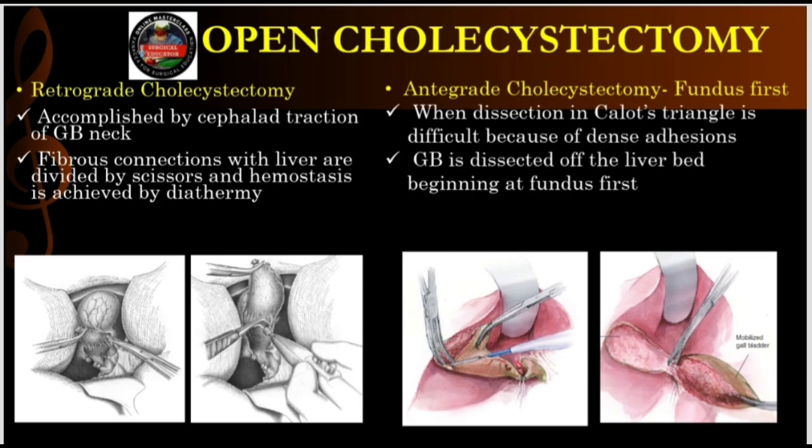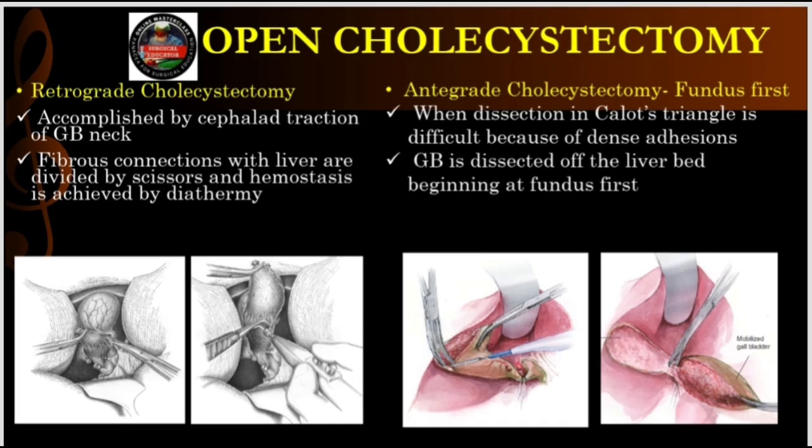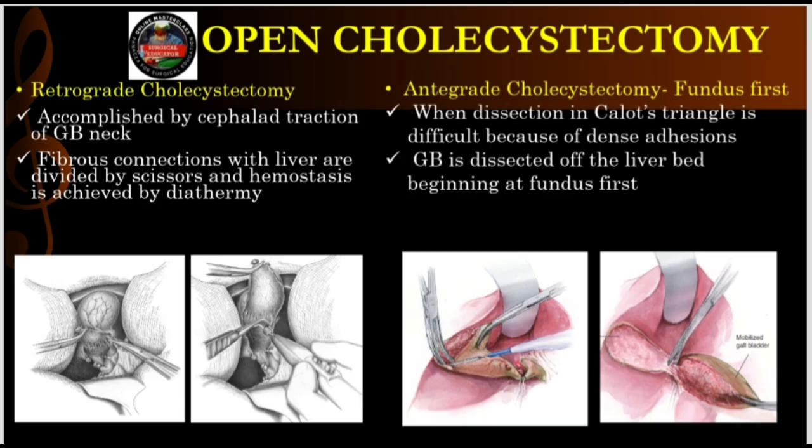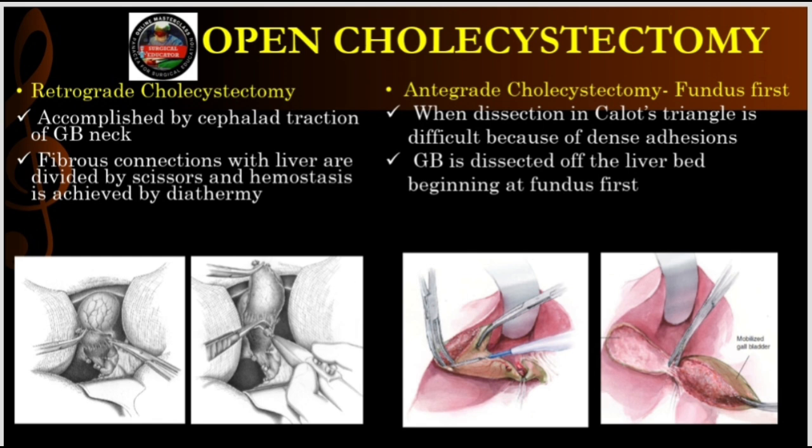The brilliant tactical advantage is that by peeling it downward, you eventually approach that cemented Callot's triangle from behind, from a completely inverted anatomical angle. Often, this 180-degree change in physical perspective allows the surgeon to clearly identify the cystic duct and artery from the backside, allowing them to isolate and divide those structures safely as the absolute final step of the organ's removal rather than the very first.